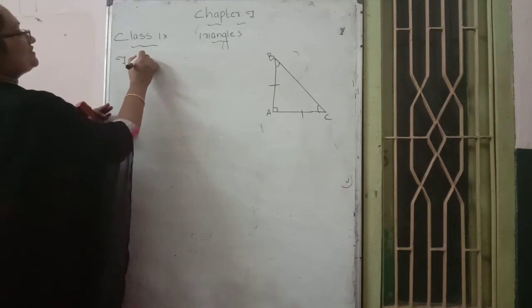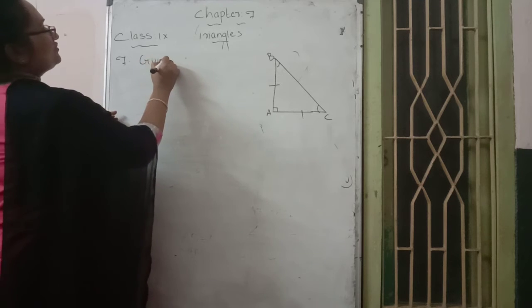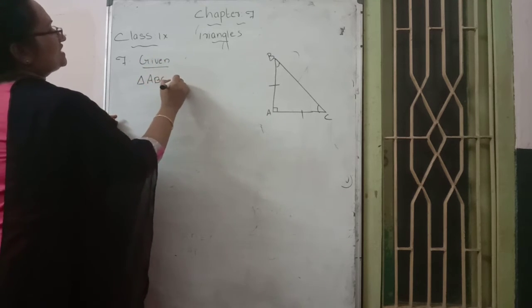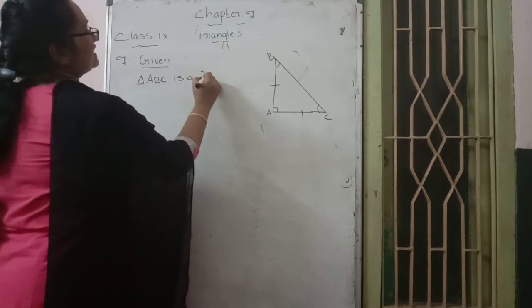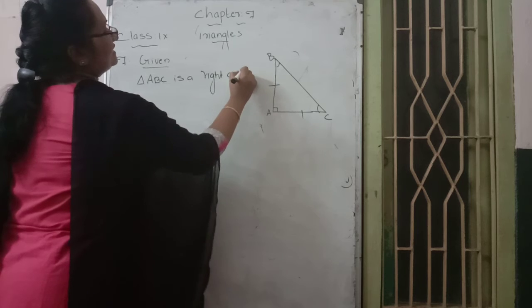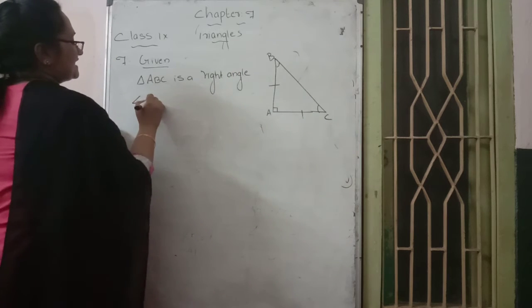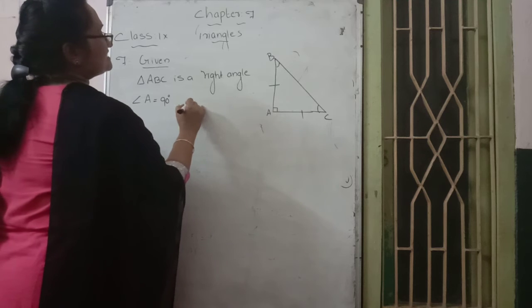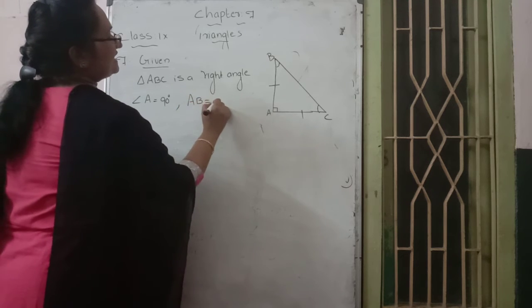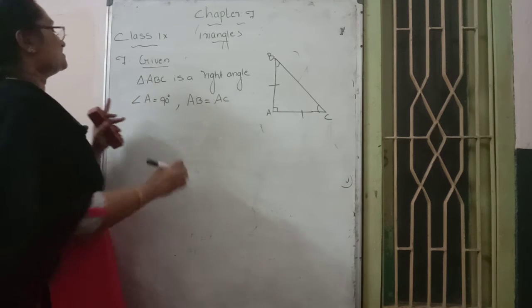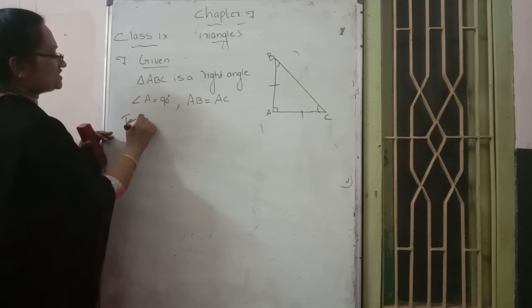So here also we start with the given. What information have they given? Triangle ABC is a right angle triangle. Where is the right angle? Angle A is 90 degrees. Next, which sides are equal? AB side and AC side are equal. This is the information given in the question. Then the second step is to prove.